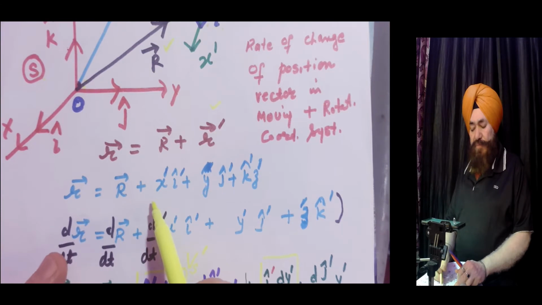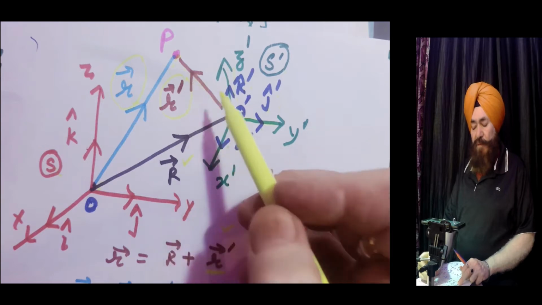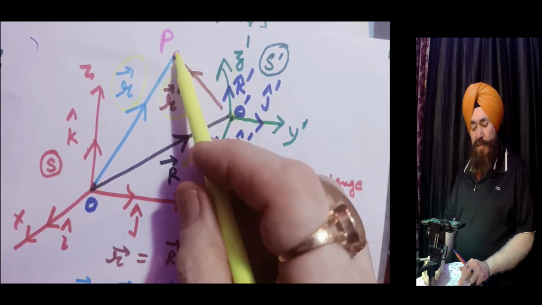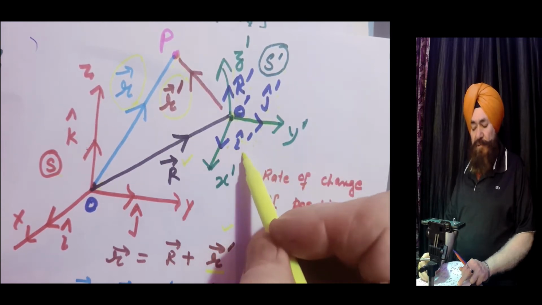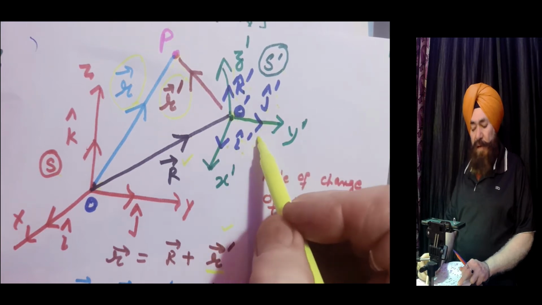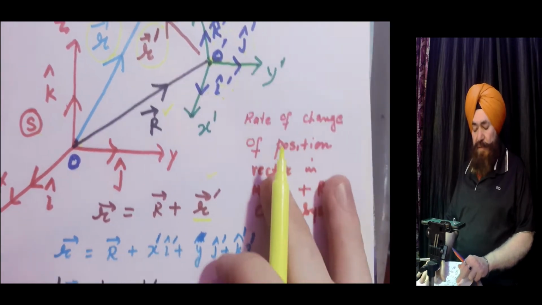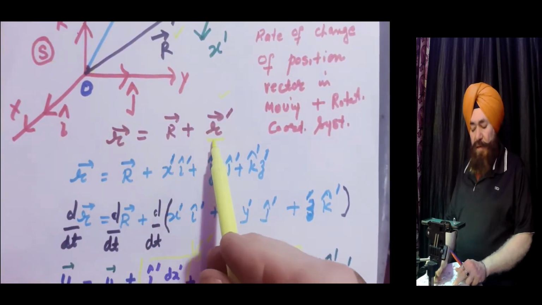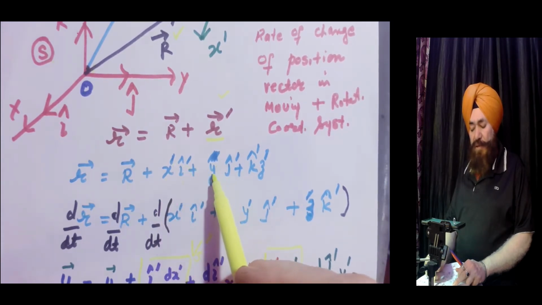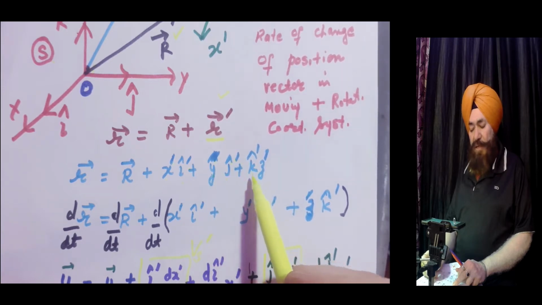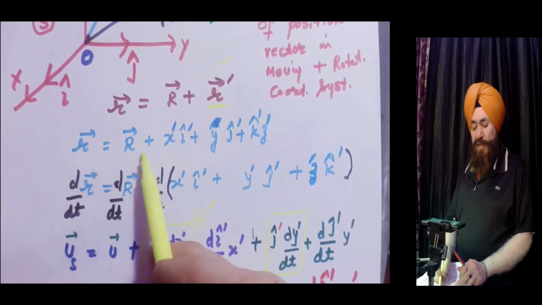Now, writing this position vector r dash, because the position of this particle from this origin can be written in terms of i cap dash, j cap dash, k cap dash, because this is the dash frame. So instead of r dash vector, it is x dash i cap dash plus y dash j cap dash plus z dash k cap dash. Now then I differentiate.